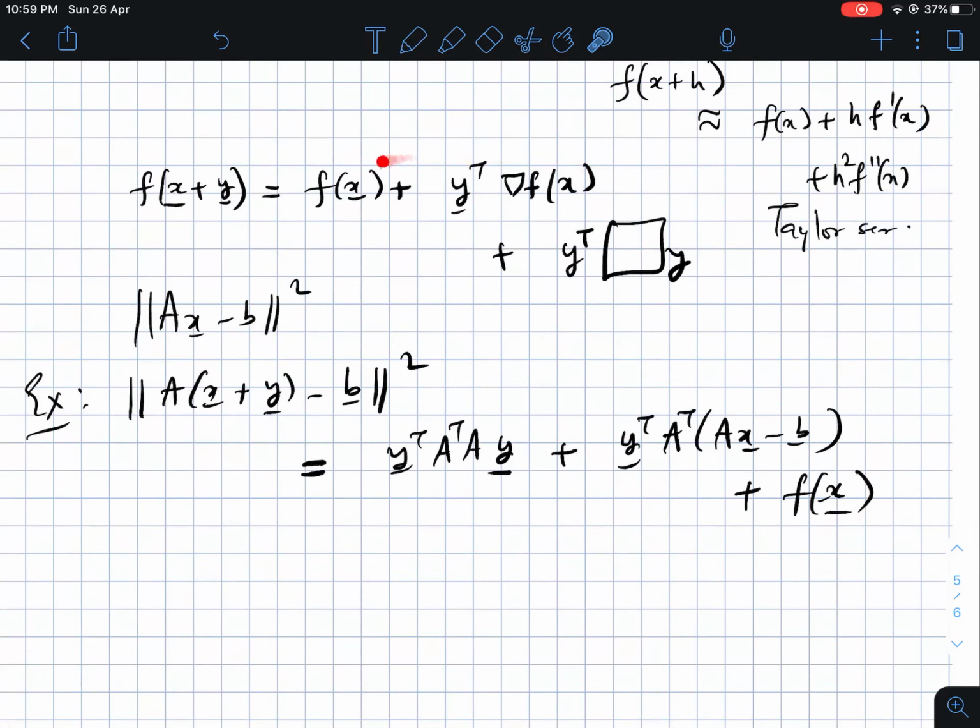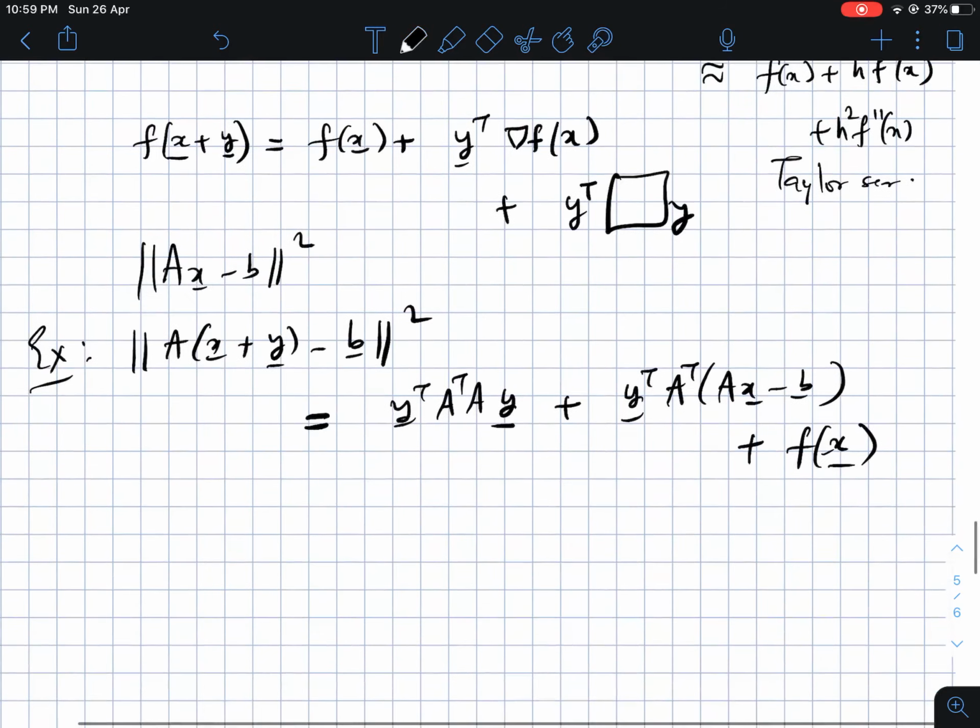I think I discussed a bit of this in the first segment as well, right? But you can just expand it and you will get this. There's nothing much to it than that. So this forms your square term, this forms your linear term like here, and this forms your f of x, your function f of x.